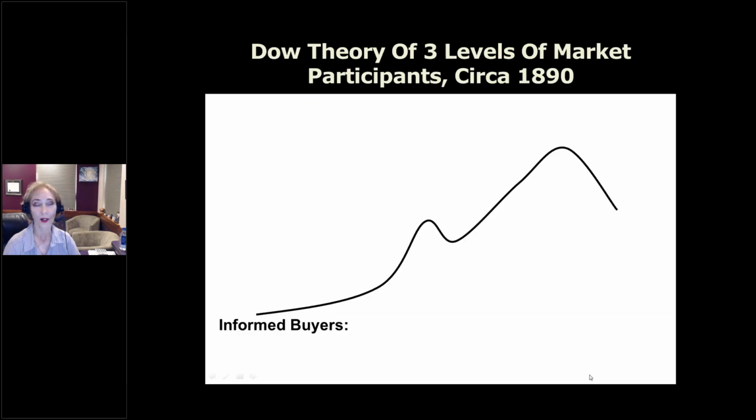The Dow theory, and all of you have probably heard this. If you haven't, I'm going to go through it very quickly. Dow wrote this theory in 1890. He said there were 3 levels of market participants. Informed buyers, which were the banks, wealthy individuals, and corporations, accounted for 50% of the market activity. They knew what they were doing. They bought in low and they sold high.